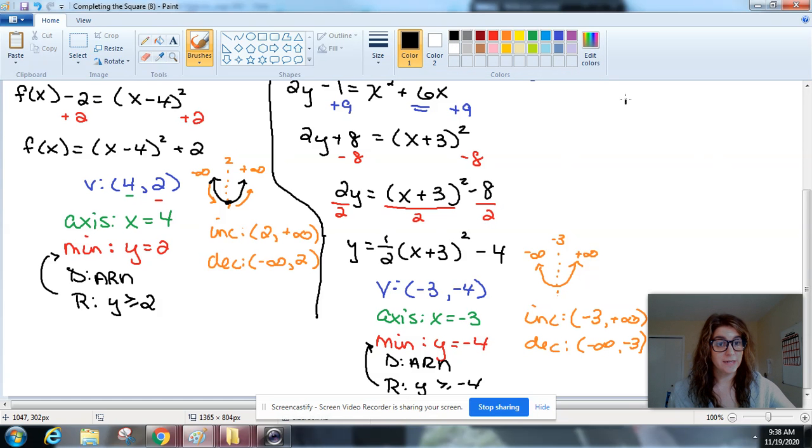If I asked you to graph this by hand, if I had my coordinate plane here, 1, 2, 3, 4, I would plot my vertex, so -3, -4 is here. I have my axis of symmetry, and I can use that 1/2. I can go up 1 and out 2 on both sides by using this 1/2 kind of as a slope. It's not really, but I can kind of use it that way. And I can come up with my quadratic that way.